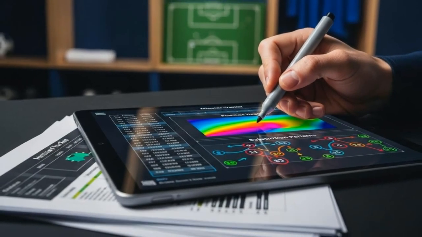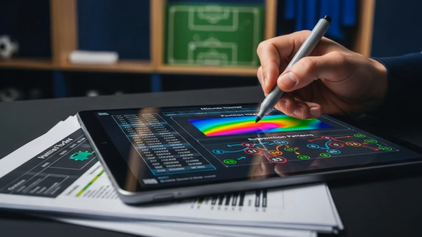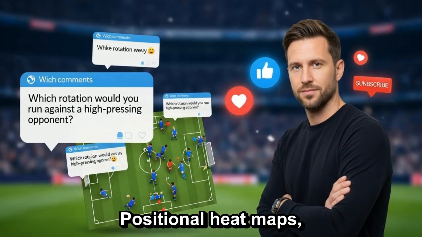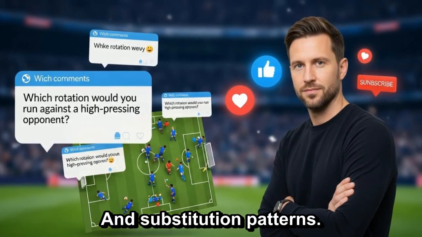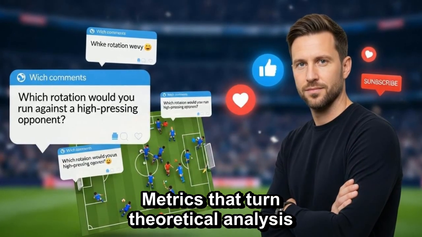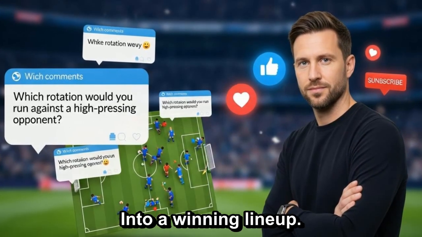every change makes sense. If you want to put this into practice, start tracking minutes, positional heat maps, and substitution patterns. These are the metrics that turn theoretical analysis into a winning lineup.